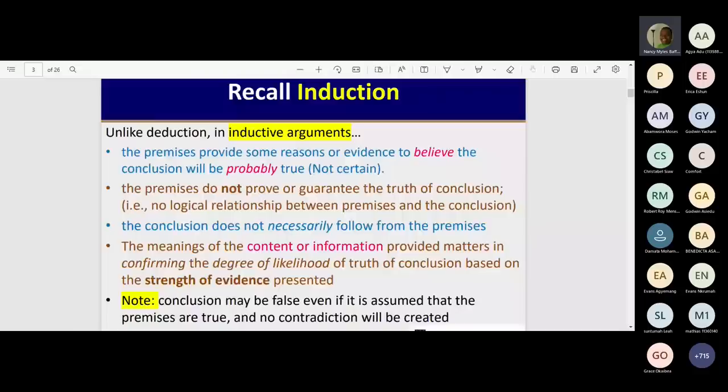The premises do not prove, look at the language, proof, or guarantee the truth of the conclusion. When we say it is waterproof, it means water cannot get through. Cannot. So when you say the reasoning is a proof, it means it comes with certainty. It can't be otherwise. That's what happens in deduction when validly done. So the modus ponens and modus tollens reasoning patterns that you studied in Unit 6 are proofs.